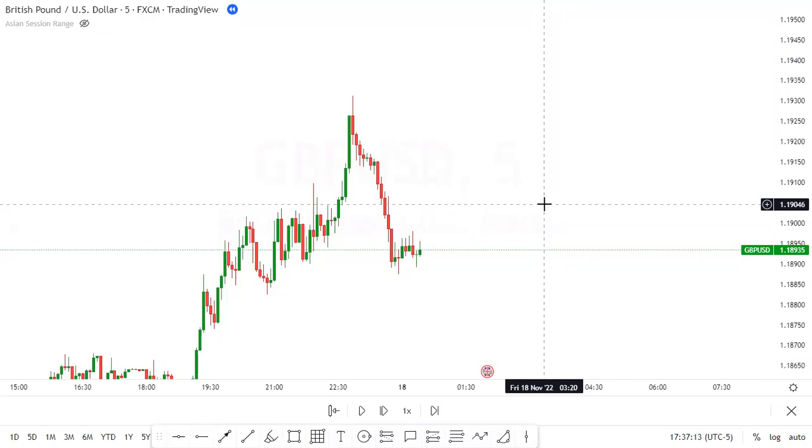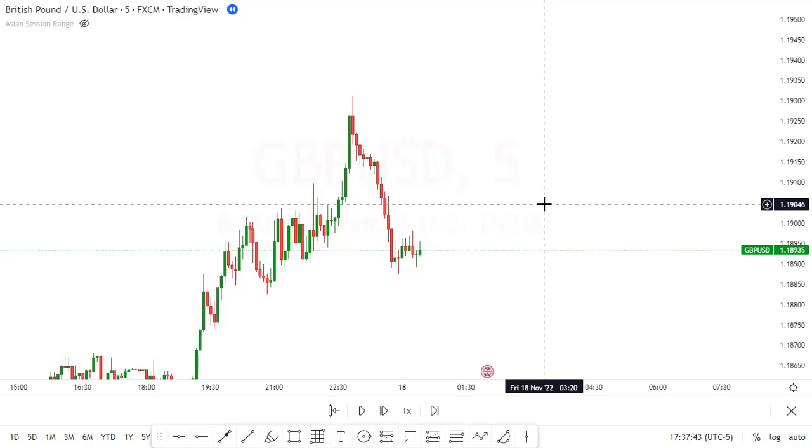After I draw those, I wait for the market to take out either the Asian range high or the Asian range low. Then I wait to see a market structure shift. After I see a market structure shift, I draw my order block or sometimes my fair value gap, and most of the time I draw my fair value gap. That's the area where I always take my trade.